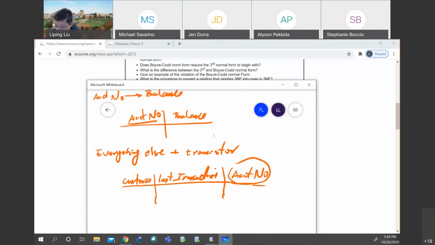So for the first table, there's only one functional dependency. That's account number determines the balance, but the determinant is already a key. So therefore this table is already in Boyce-Codd normal form.